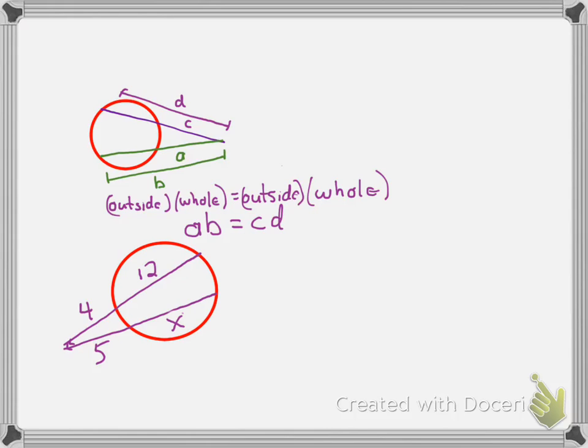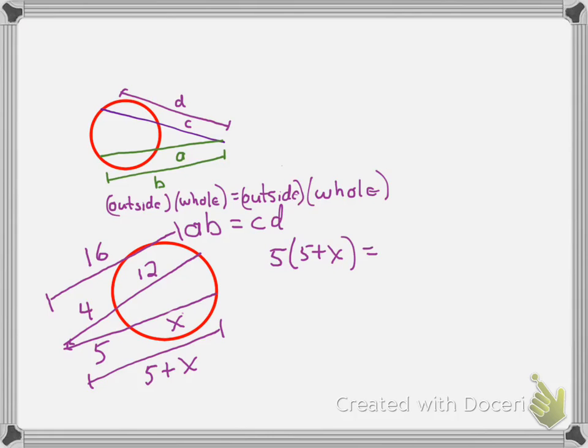Okay, here's an example down below which has the numbers 5, x, 4, and 12 on it. The first thing you want to do is to make sure you have the whole length, because that's what the rule requires. So on the bottom one, the whole length will be 5 plus x. You add to get the whole length. In the top segment with the 4 and the 12, the whole length will be 4 plus 12, which is 16. So your equation is going to be part outside 5 times whole length, 5 plus x, is equal to part outside 4 times whole length, 16.